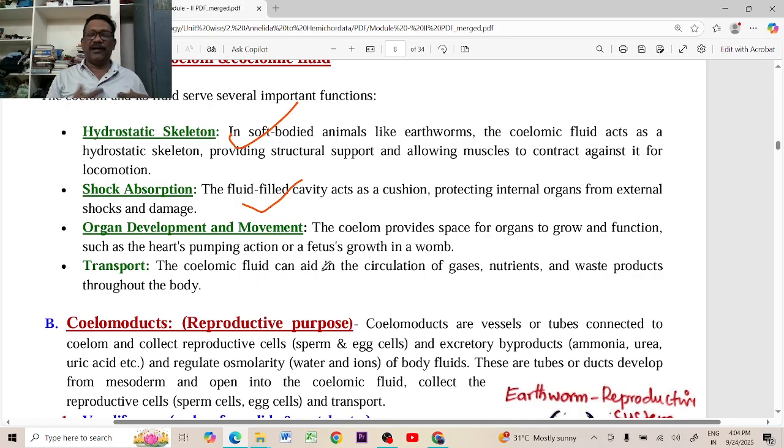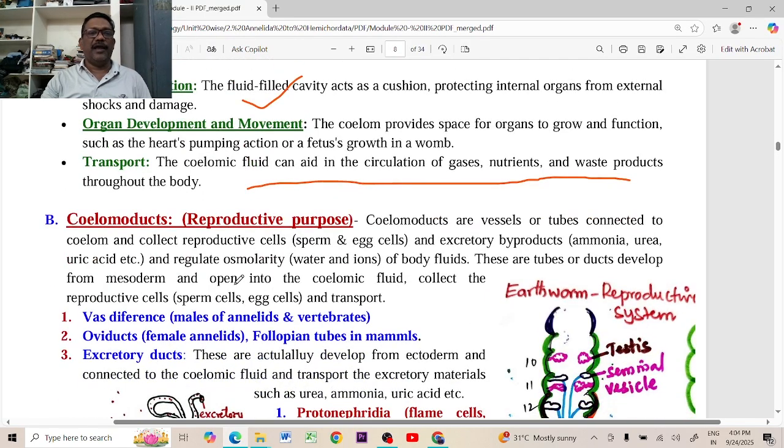In our body, the heart is beating, peristaltic movements are taking place, and the kidneys are transporting the urine and sperm cells. Likewise, we find many movements in our body. This organ movement is possible due to the presence of coelomic fluid in our body. The coelomic fluid is also used to circulate or transport materials: gases, nutrients, and waste materials.